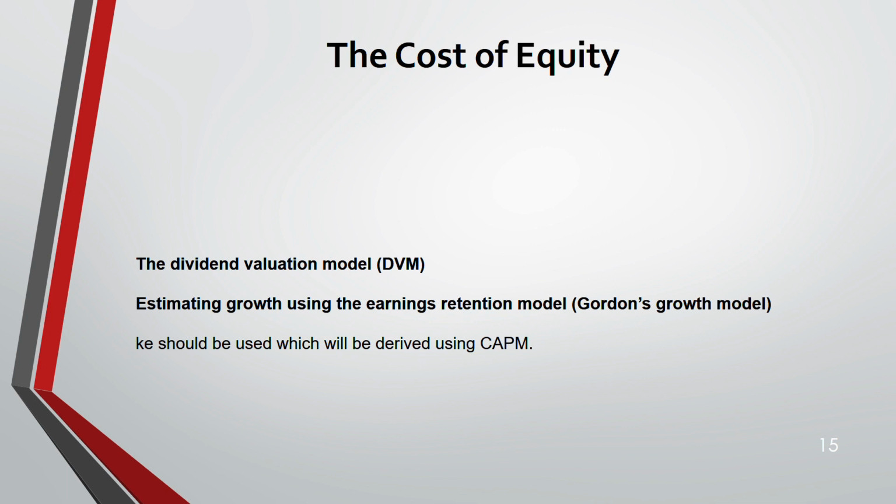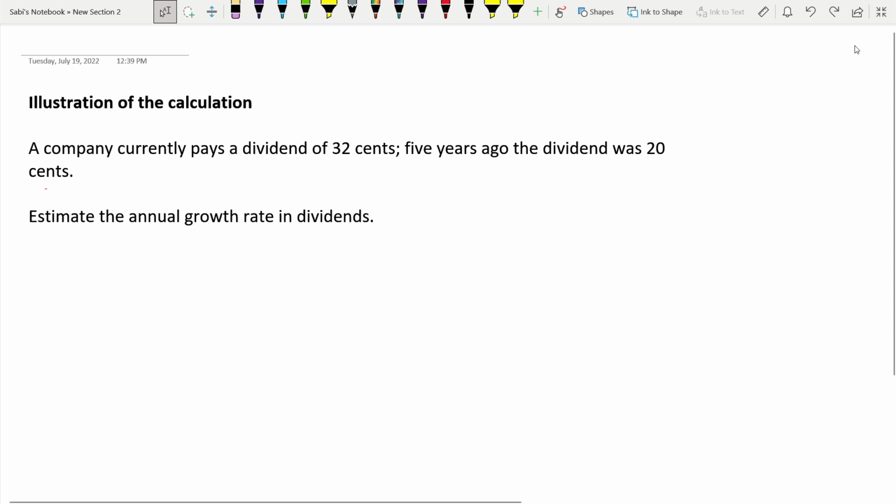So now let us do a small question using the dividend valuation model when we want to find growth. In this question, you have to estimate the annual growth rate in dividends. Sorry, 5 years ago the dividend was 20 cents. Now it is 32 cents. So you have been given two different dividends, now versus 5 years ago, and you have to estimate the annual growth rate.